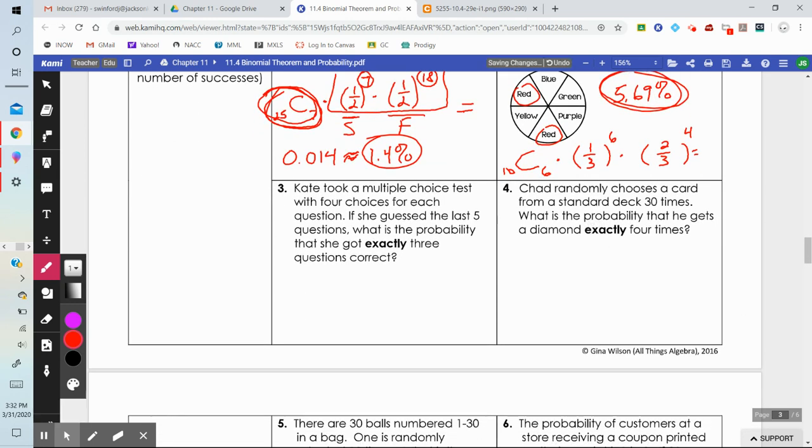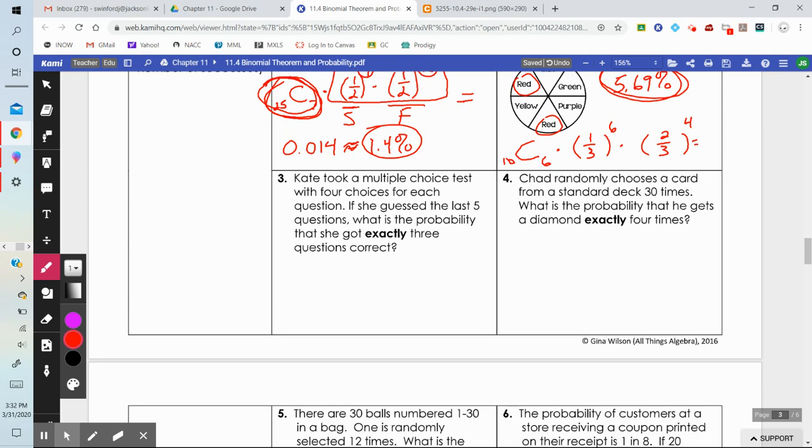Next problem. Kate took a multiple choice test with 4 choices for each question. If she guessed the last 5 questions, so there are 5 different questions she's guessing on, what is the probability she gets exactly 3 right? So we start out with our combinations. Out of those 5, we're choosing 3 to get right, so the combinations of 5 choose 3. Our successes will look like this, and then we'll have our failures.